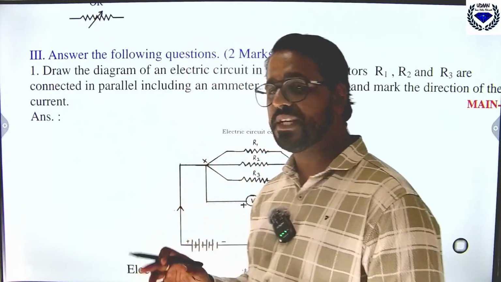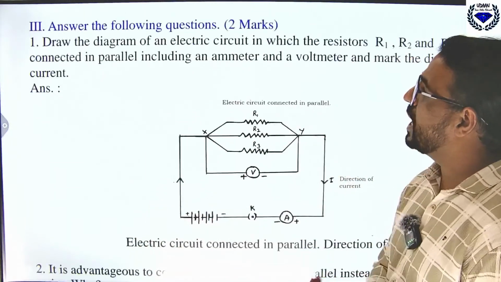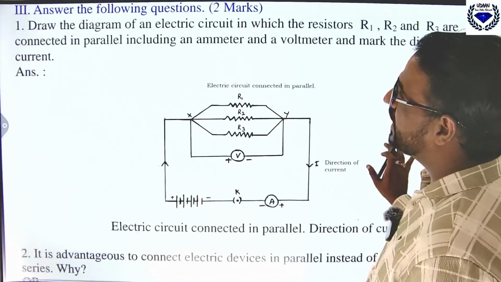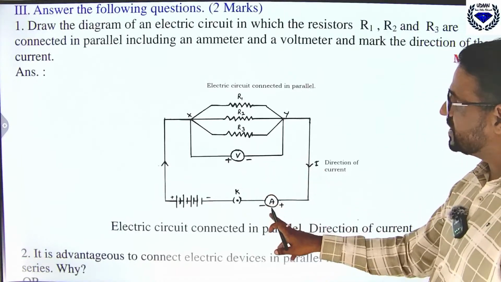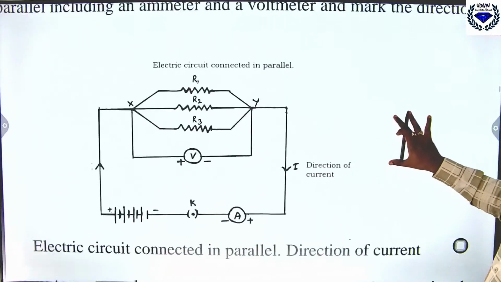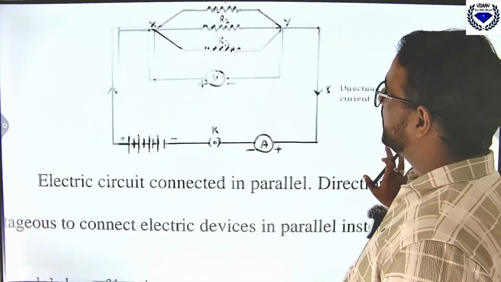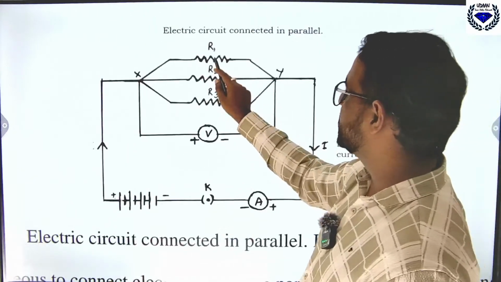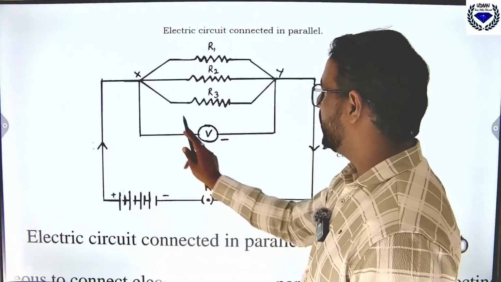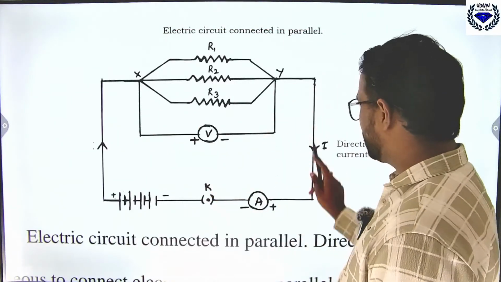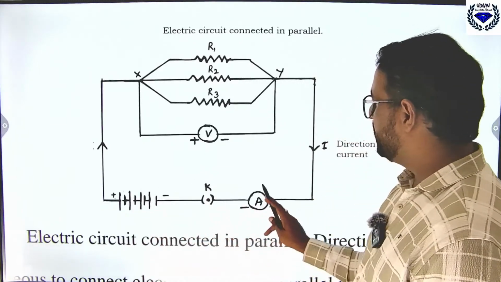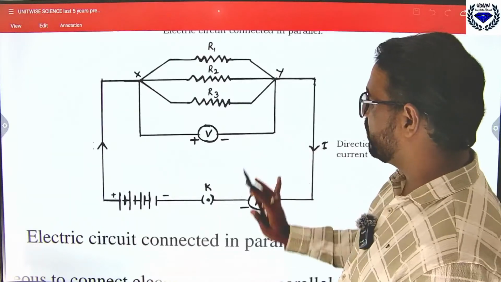Okay, so just see, draw the diagram of an electric circuit in which the resistors R1, R2 and R3 are connected in parallel, including an ammeter and a voltmeter, and mark the direction of current. So like this you should be able to draw. See here, the 3 resistors are connected in parallel. This is R1, this is R2 and this is R3. Voltmeter is connected in parallel between 2 points X and Y, and ammeter is connected in series, and this is the battery, this is a key, ammeter, voltmeter, and you can see the direction of current.